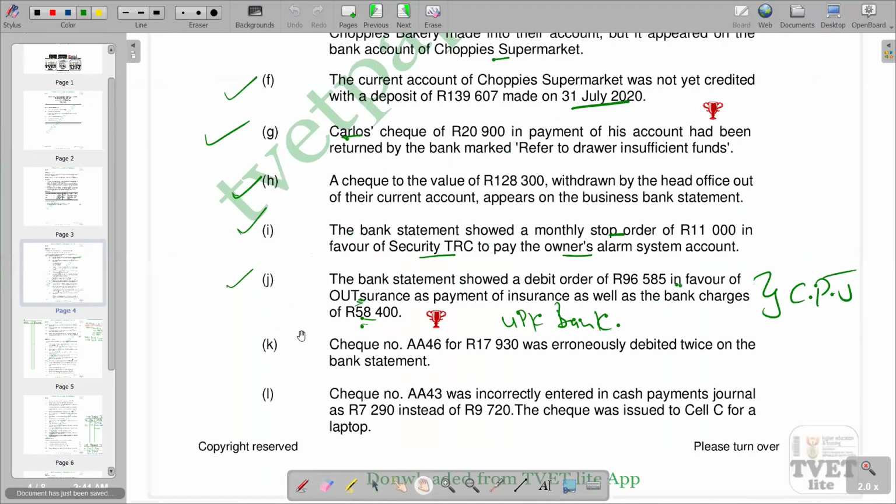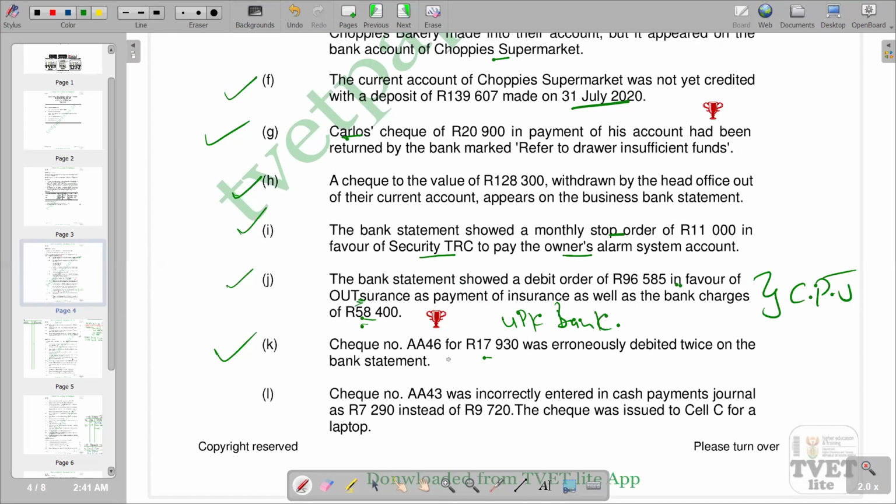We go to the next one, which is now K. For the K sale, check number A464 for 17,930 was actually debited twice on the bank statement. It's on the debit side twice. So by removing one of them, we have to go to the credit side and remove 17,930, so that we are left with one 17,930 on the debit side.